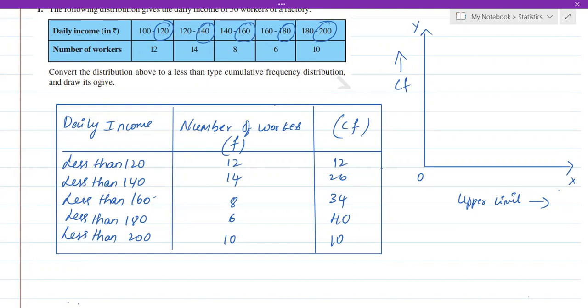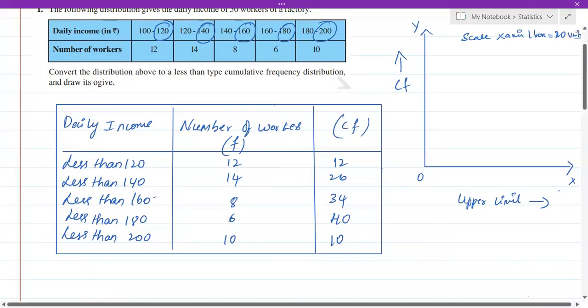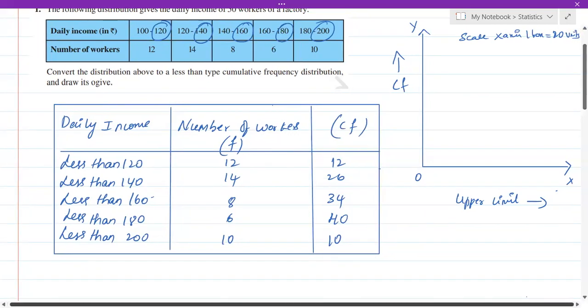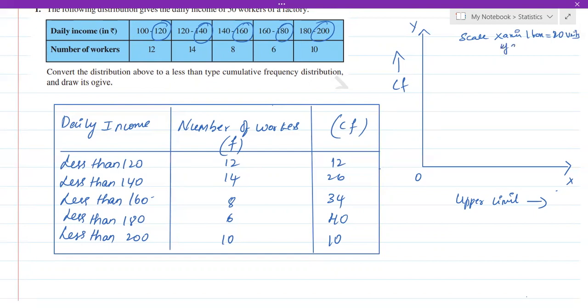Scale for the x-axis: one box is equal to 20 units. Similarly, we have to take it for the y-axis. For the y-axis, always take one box as 10 units, that will be the easiest thing. Always take the y-axis one box as 10 units, and the x-axis 20 units. So this will become 0, the next box will become 10, 20, 30, 40, and 50.